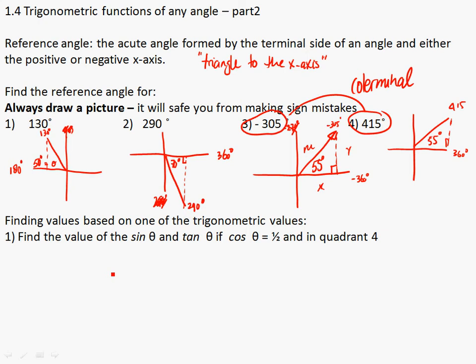Okay? Alright. So this is now a little bit new here, though you sort of knew that. Find the value of the sine and the tangent if you know that the cosine is a half, and then this part is important, it is in quadrant 4.